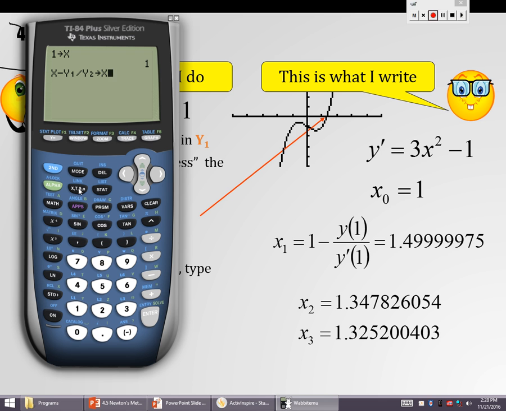Huh? Yeah, but I'll clear your calculator. All right, so 1 was our first guess. Do you remember this? 1.5 was our next guess. And then 1.3, was this what we got? Are those the values we were getting?